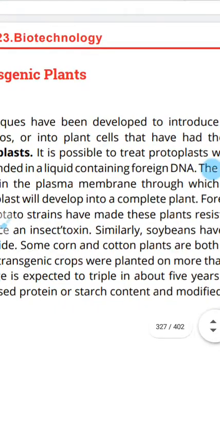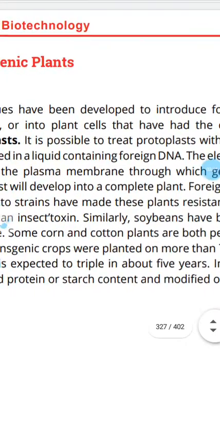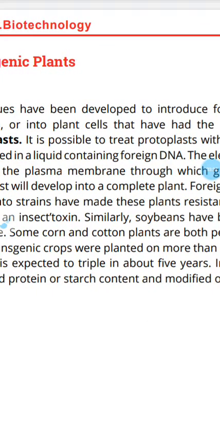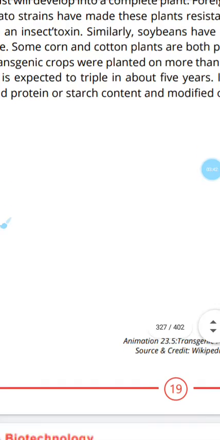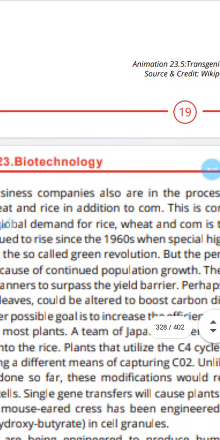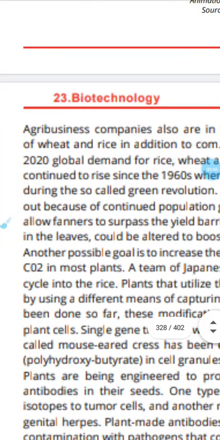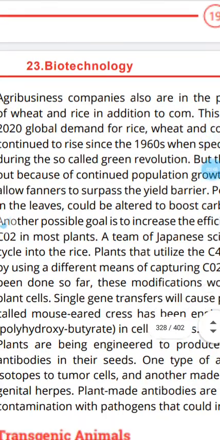And especially we are using the vector. Bacteria is a very good source. You can enter the required gene into the plasmid, and bacteria will cause infection, or a virus will cause infection, in that plant. You can make a lot of good crops with good yield, and you can also finish the diseases. And I will tell you the C4 cycle.